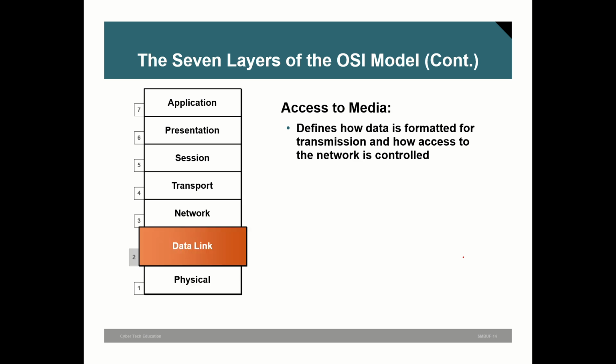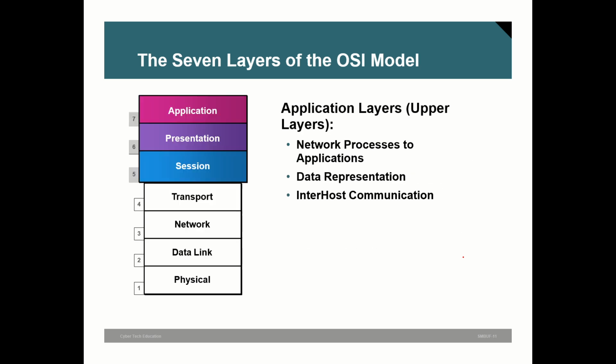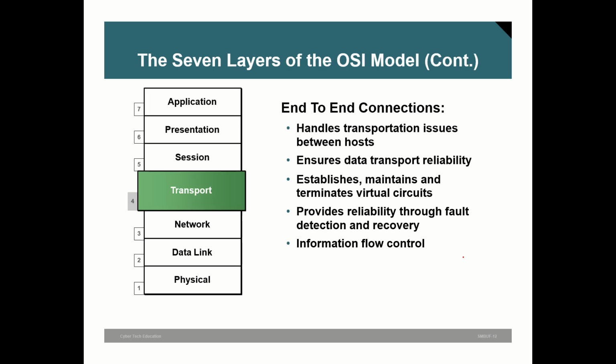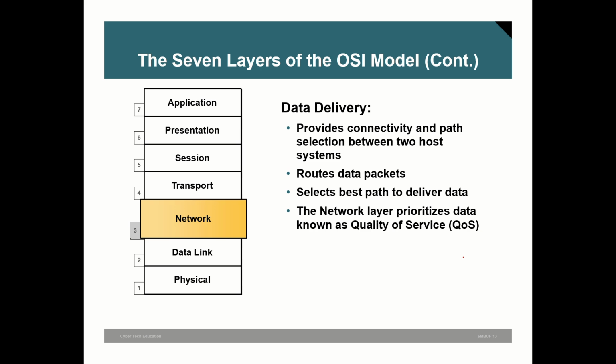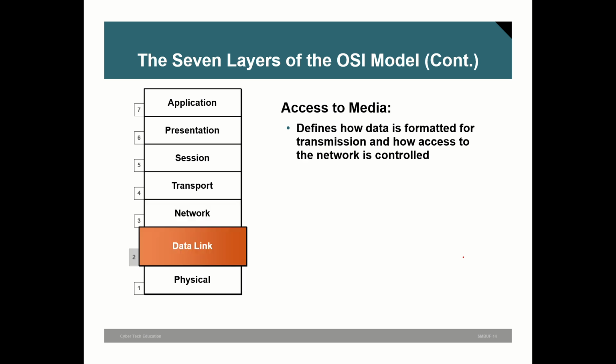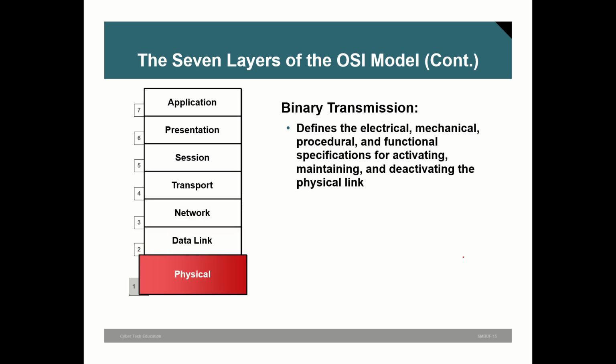So these were the seven layers which we have discussed, folks. In the application, presentation and session layers we have these sorts of activities, followed by the transport layer, which is all about end-to-end connections. Then we have the network layer, which provides connectivity and path selection between two host systems and routes data packets, then the data link and then the physical layer, which we have already discussed.